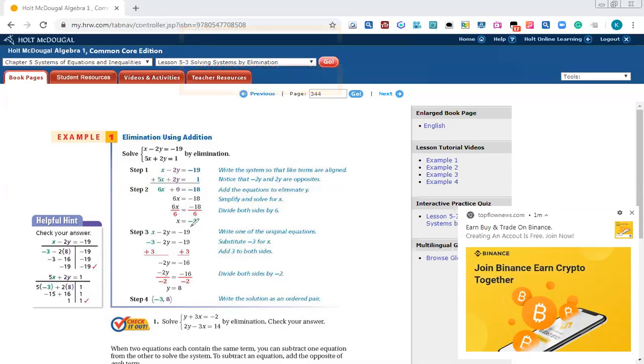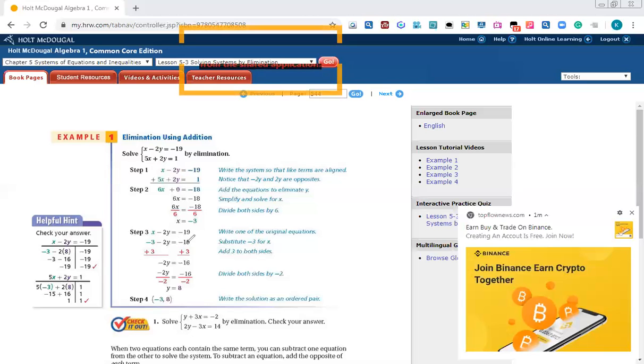Step 3, substitute x equals minus 3 in the original equations. You can substitute in the first one or in the second one. It's up to you. So x minus 2y equals minus 19. Substitute x equals minus 3. Minus 3 minus 2y equals minus 19. You have to find y. It's from the first chapter from this year. You have to look at what is beside y, and y is multiplied or divided by what. So I have minus 3 beside y, so you have to use the opposite sign.